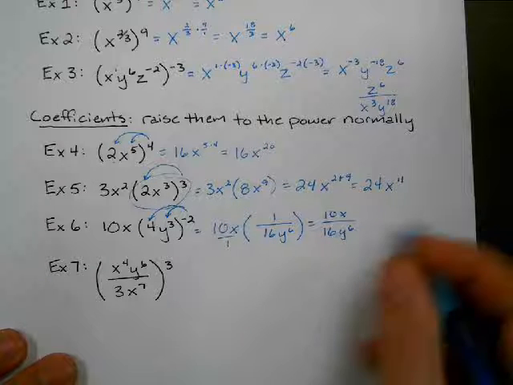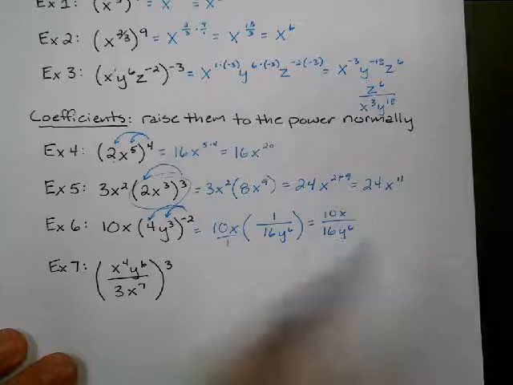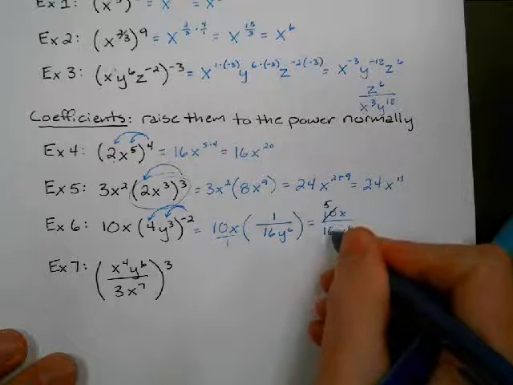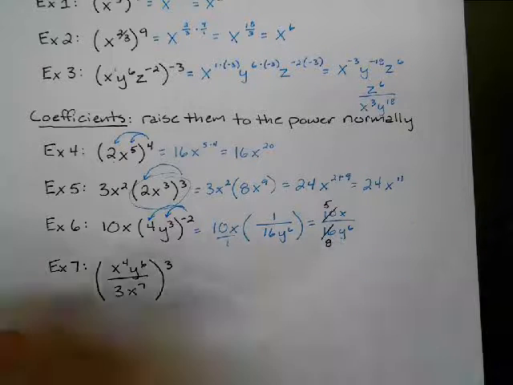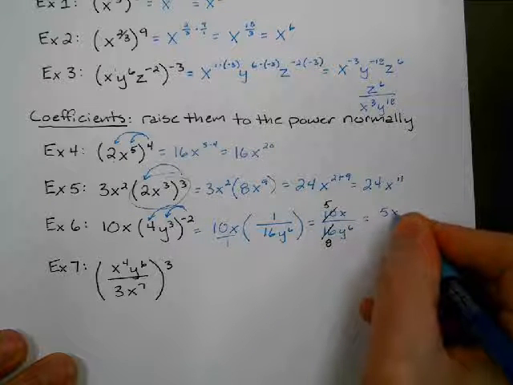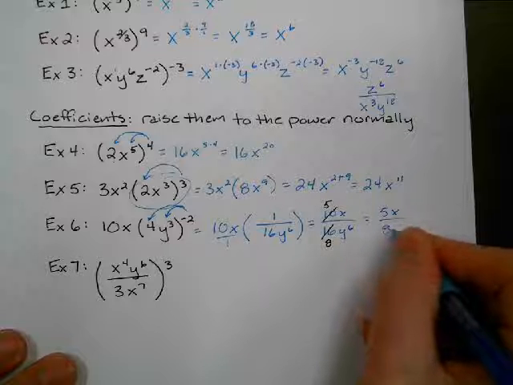All right, we're not done here because the fractions do reduce. So 2 goes into 10 5 times, and 2 goes into 16 8 times. So my final answer is going to be 5x over 8y to the 6th.